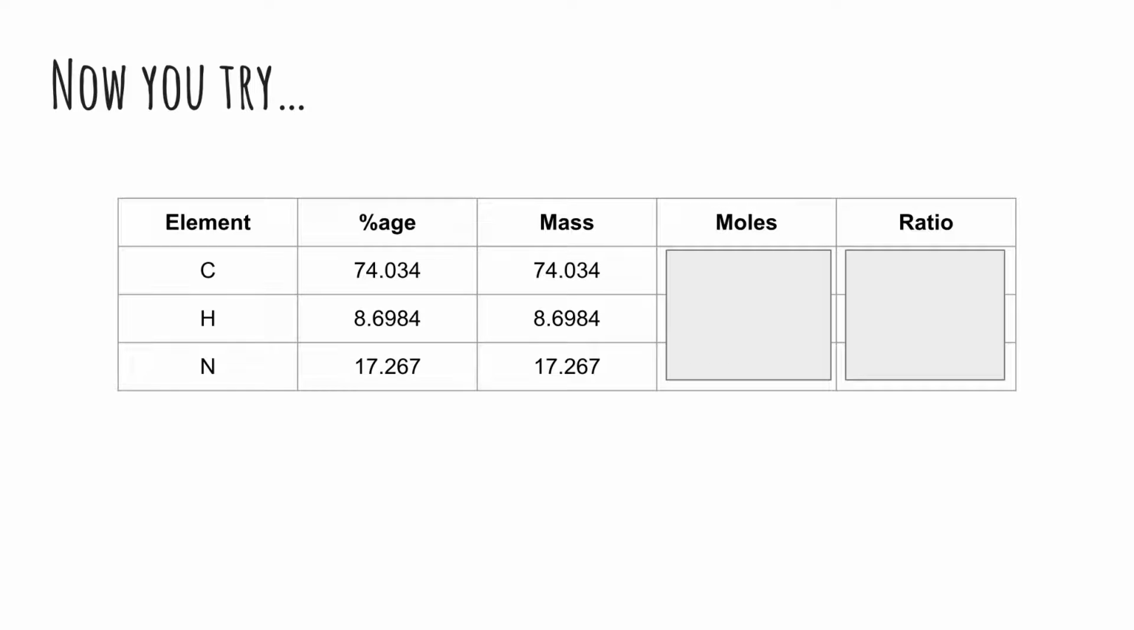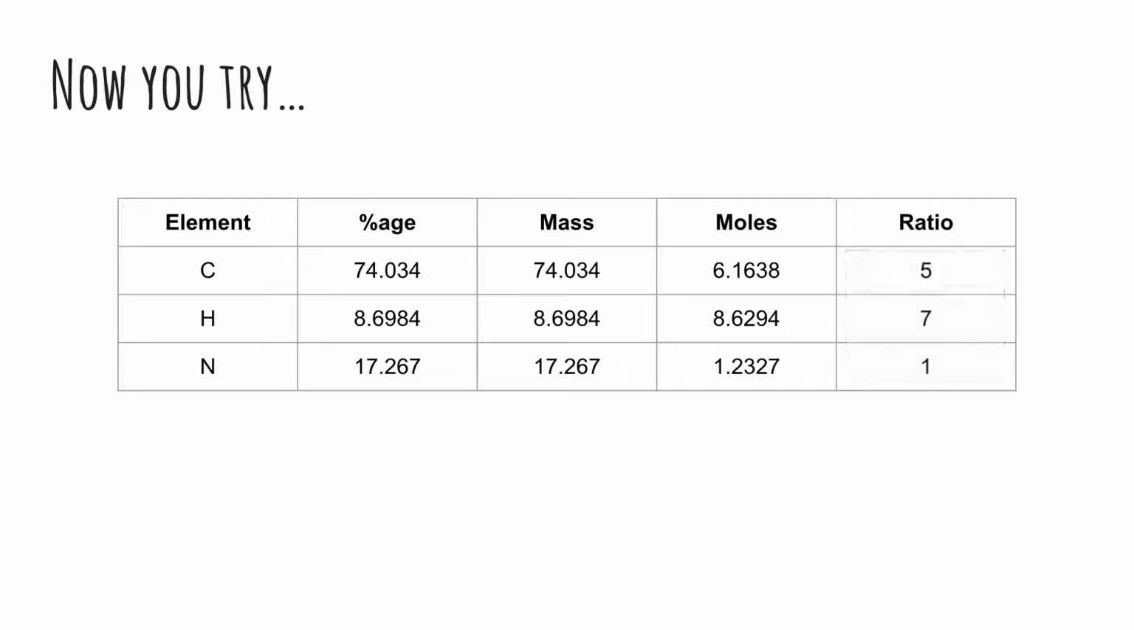Okay, fine. I'll go ahead and convert to moles for you. But now, try and find the ratio. God, you're the worst. Okay, here's the ratio. 5, 7, 1. The empirical formula for this particular example is C5H7N.